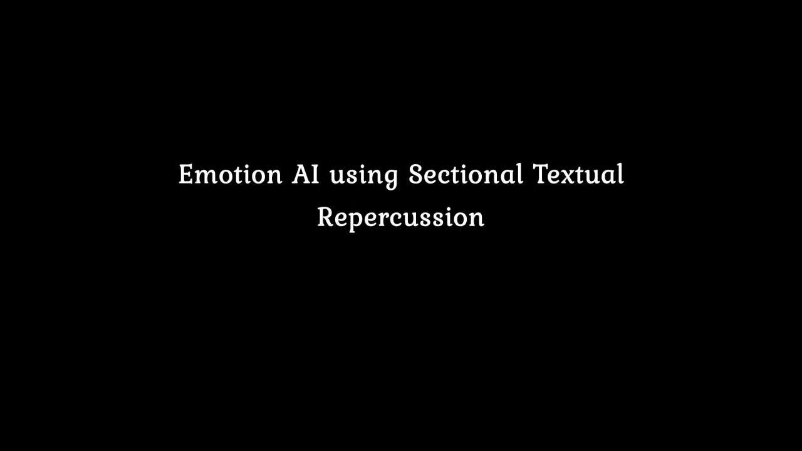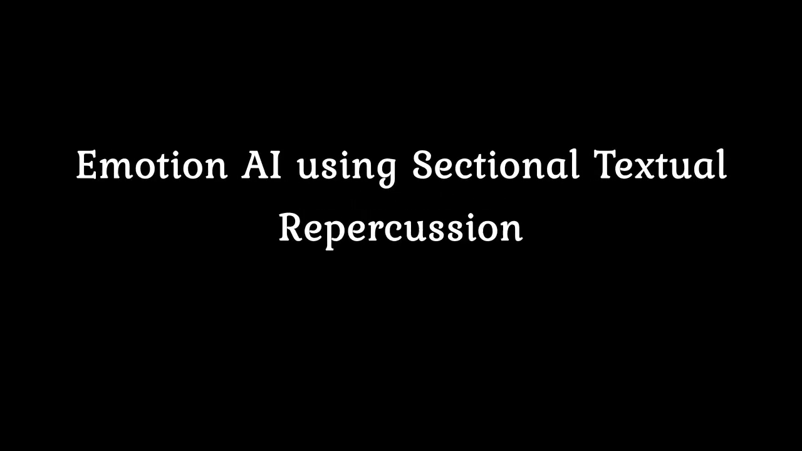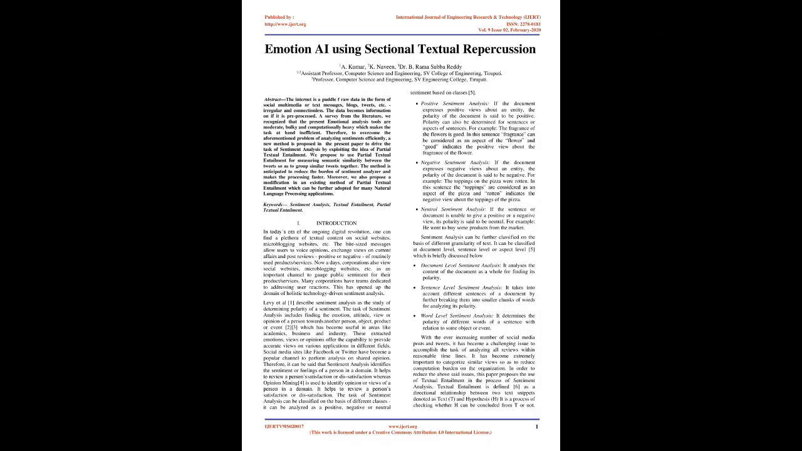Emotion AI using sectional textual repercussion. Abstract: the internet is a puddle of raw data in the form of social multimedia or text messages, blogs, tweets, etc., irregular and connectionless. The data becomes information only if it is pre-processed.